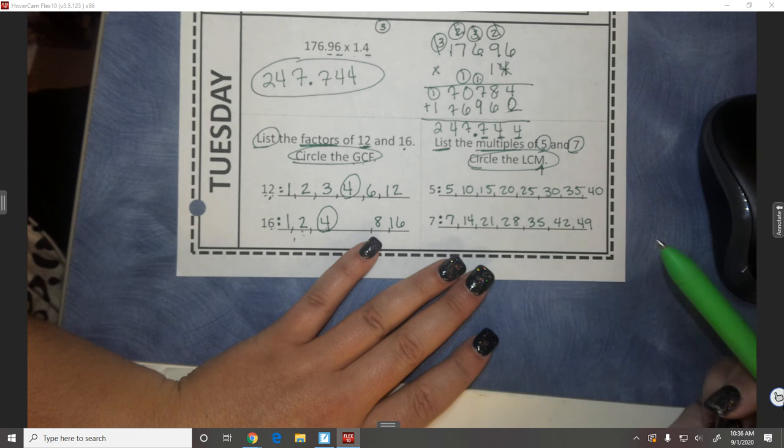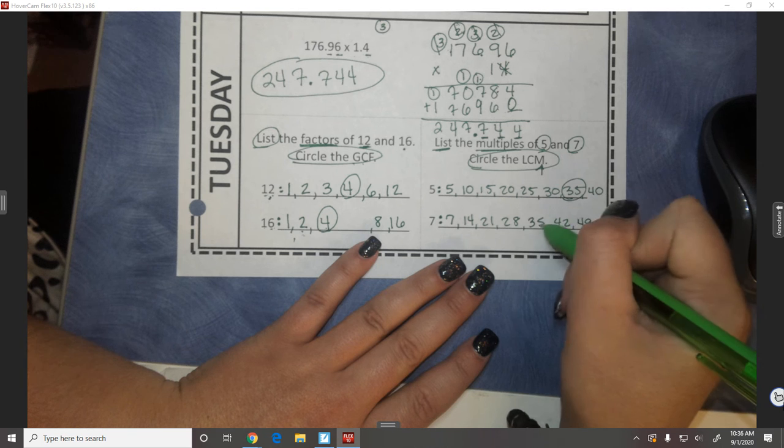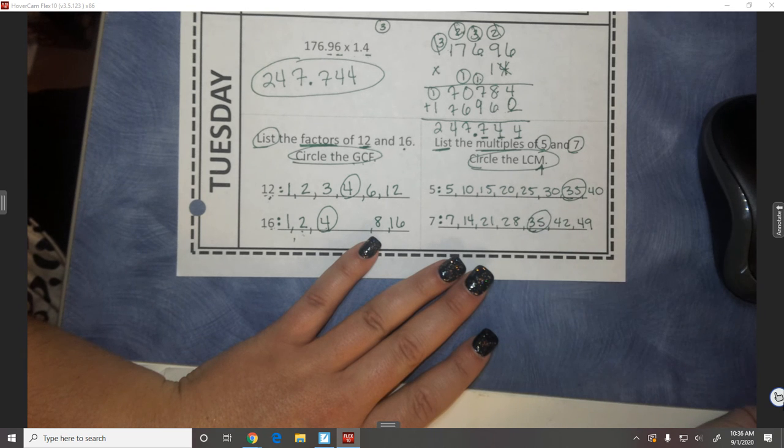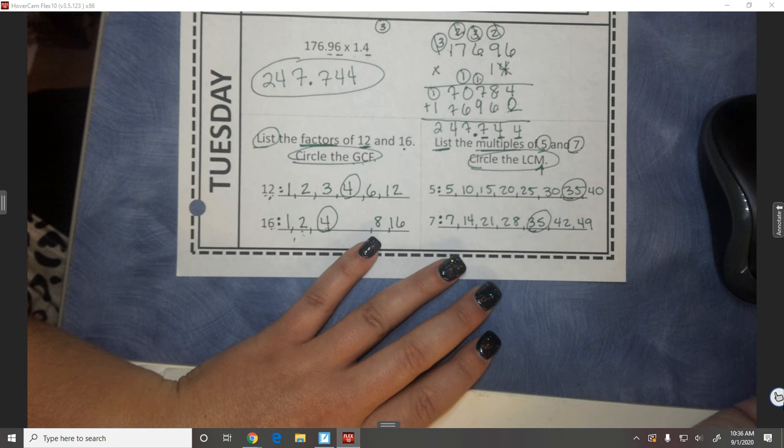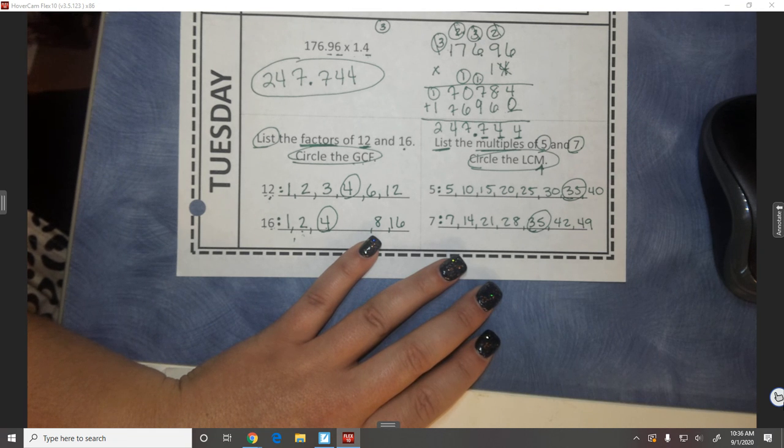All right. What's the smallest number they have in common? Well, really the only number they have in common is 35. So that's our least common multiple. So that's our homework for tonight. Make sure that you showed all of your work as well, or if you're just trying to check your answers, make sure you check it as well.